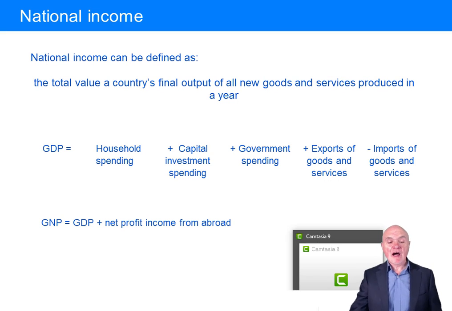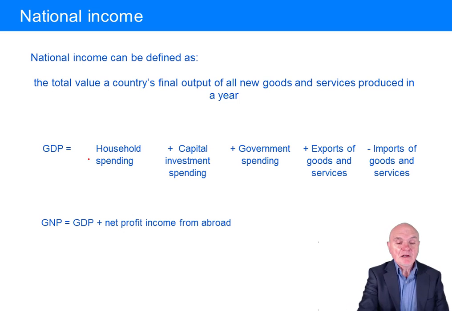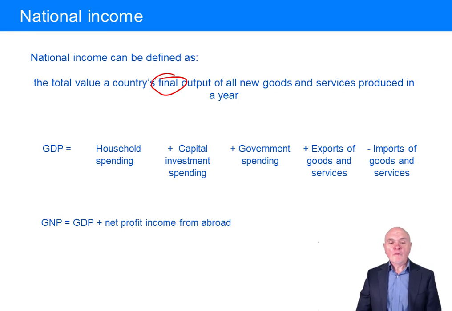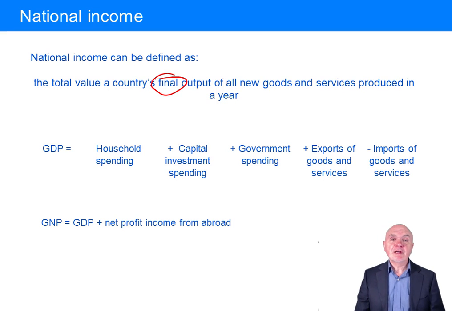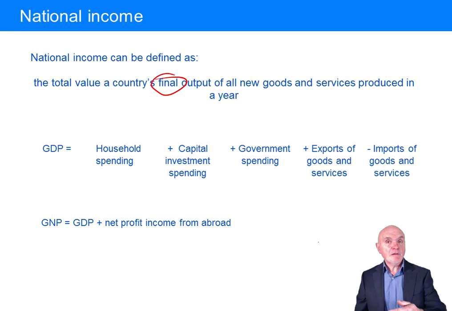And the national income is defined here as the country's final output of all new goods and services produced in a year. And final is important here. If you had a factory which made goods and sold those goods for $1,000 to a consumer, then that would be contributing to national income by $1,000. But what happens if your factory sold to a retailer for $1,000 and then the retailer sold to the consumer for $1,500? That doesn't mean that national income has suddenly increased from $1,000 to $2,500.